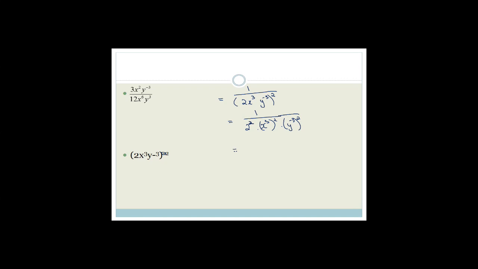Which then becomes 1 over 2 squared, which is 4. We multiply across the brackets, and it becomes x to the 6. We multiply across the brackets again, and it becomes y to the negative 6. What does this minus sign mean? It means that we are taking it across to the other side. So it becomes y to the 6 all over 4x to the 6. There you go. You need to choose the method that is best for you. Both are correct.